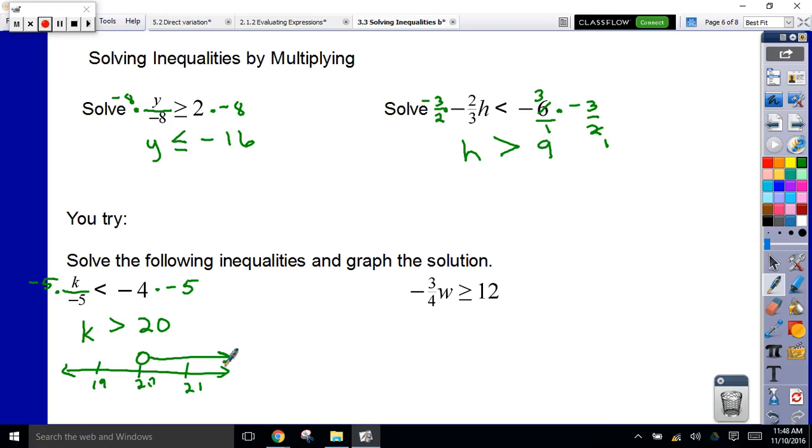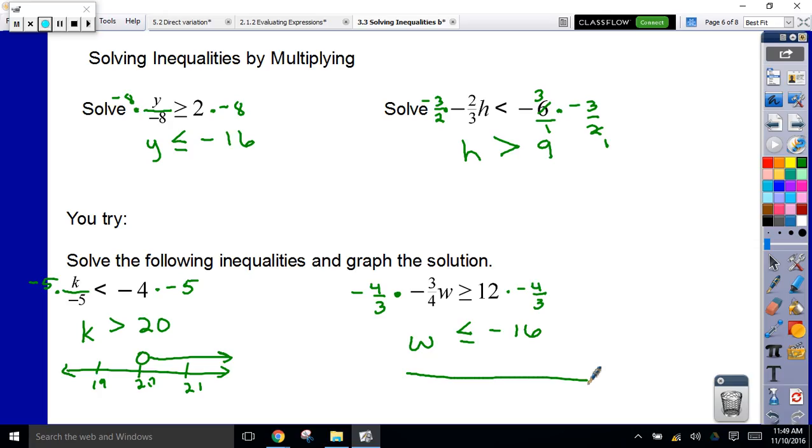Okay, Kayla, can you tell us how to solve the next one? Good. By positive 4 over 3? Negative 4 over 3. Okay, and what do I end up with? Start with the W. W is less than or equal to negative 16, yes. So she's multiplying by a negative, so she reversed the sign, and then 12 times negative 4 would be negative 48 divided by 3 would be negative 16, or you can cross simplify. 3 goes into itself once, into 12 4 times. 4 times negative 4 is negative 16.